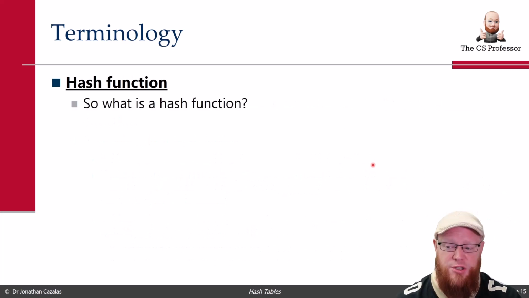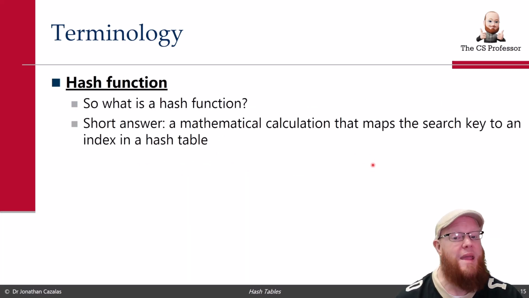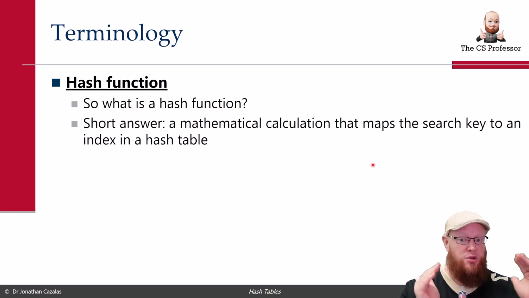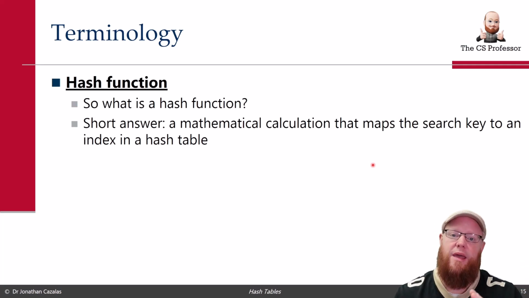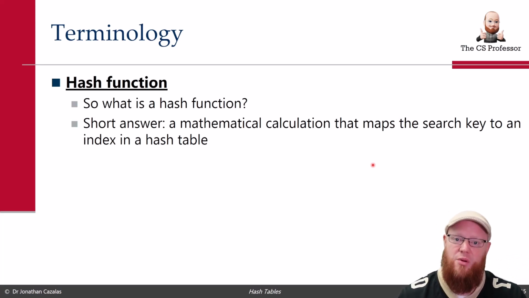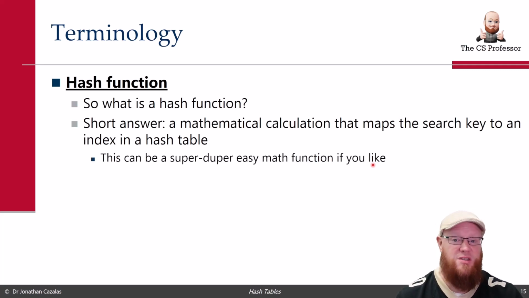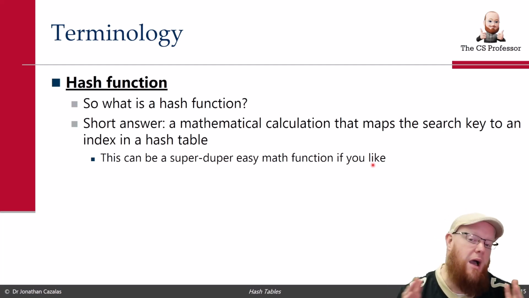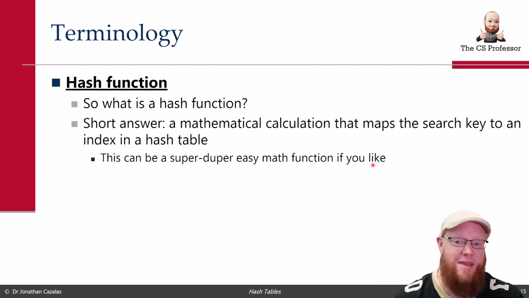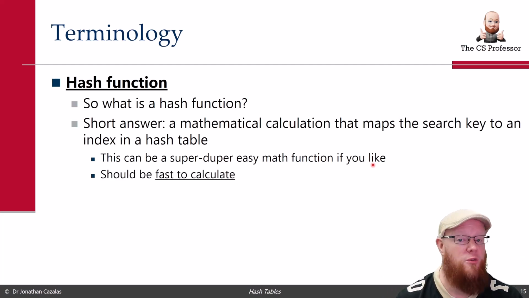What is a hash function? The short answer: it's a mathematical calculation that maps a larger search key into a smaller number that can be a number or an index into a reasonably sized hash table. So this hash function can be super easy. It doesn't have to be some amazingly complex mathematical algorithm. It can be a super easy math function, and we're going to go over several of them.